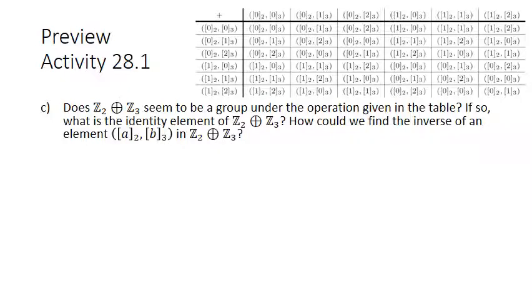So part C, does the external direct product of Z2 and Z3 seem to be a group under the operation given in the table? If so, what is the identity element, and how could we find an inverse? Okay, so in terms of whether it looks like a group, I'm looking for the Sudoku effect. So in other words, does each element appear exactly once in each row and column? Is that here?